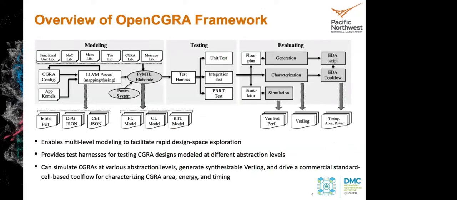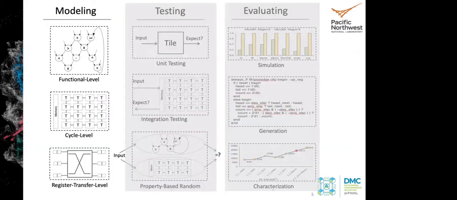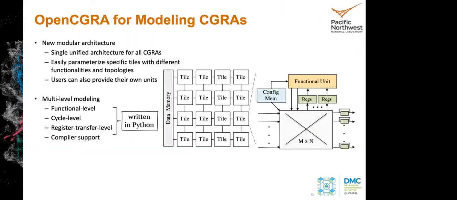Okay, so this figure shows the overview of OpenCGRE, and I will talk about these 3 components one by one in this presentation. OpenCGRE provides a modular architecture design for all kinds of CGREs. All the basic modules are implemented in a highly parameterizable way. For example, a user can parameterize the functional unit type, the size of control and data memory, the number of registers, and even the network topologies. All the modules are designed with standard send-receive interfaces, so the user can easily plug in their own design by following the same interface standard.